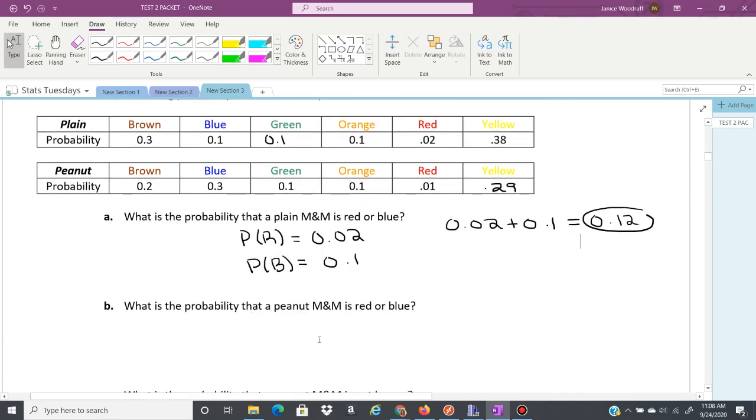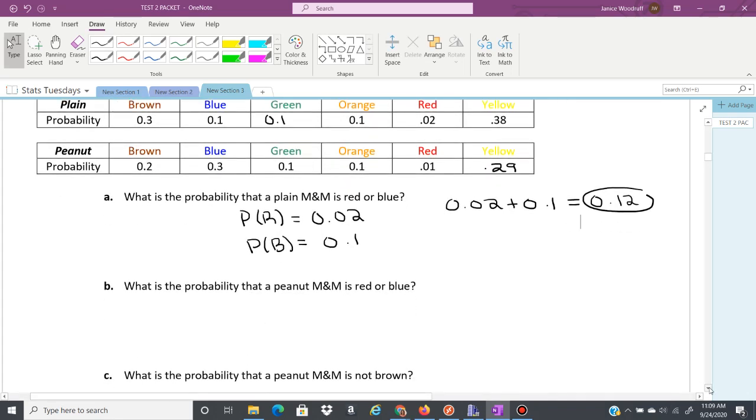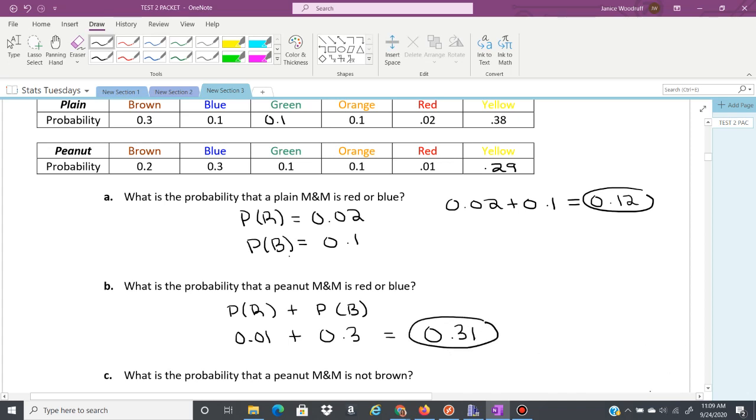What's the probability that a peanut is red or blue? I'm doing the same thing here, but now I'm looking at the peanut table. So here I have, let's see, peanut table, red is going to be 0.01 and blue 0.3. And if I add those together, I'm going to get 0.31.